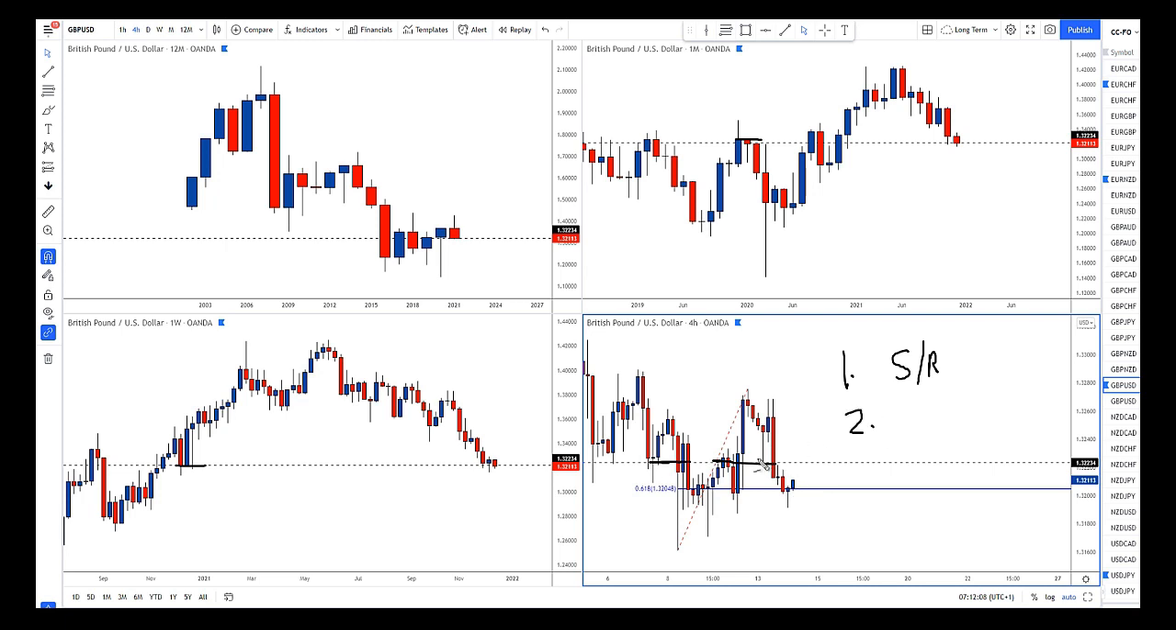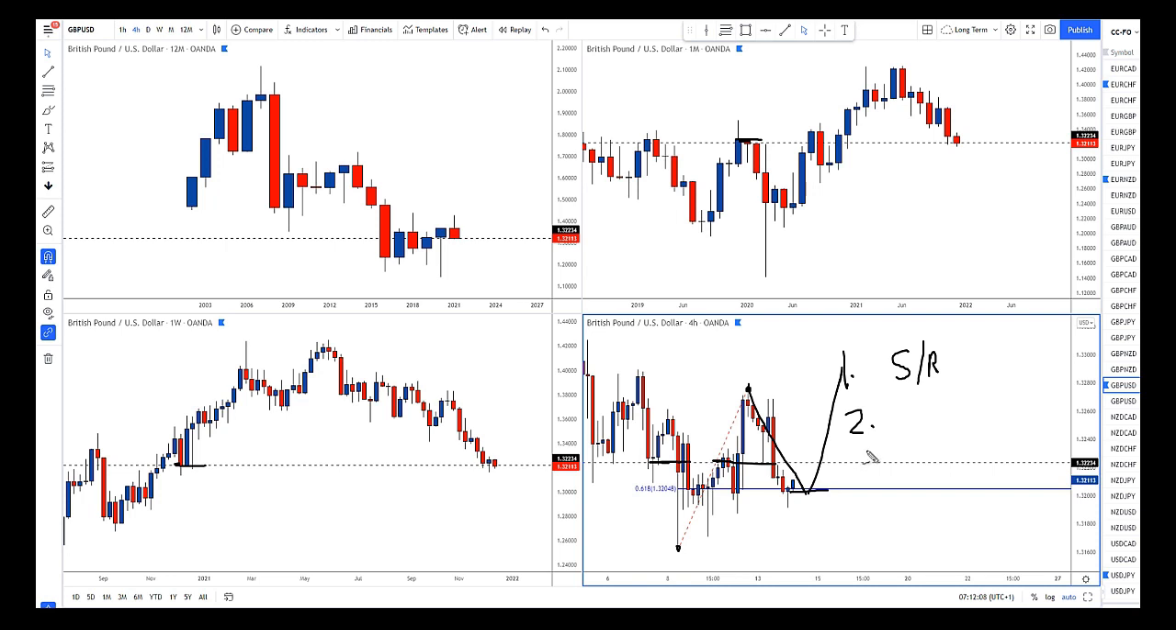Option number two, when there are no clear levels and you're like, oh geez, where do I enter? I don't see any clear level of support that makes sense to me. It's very simple. You just draw the fib from the high to the low, and this is within the ACAT course. You just take the 618 entry and that's it. There's nothing in between.